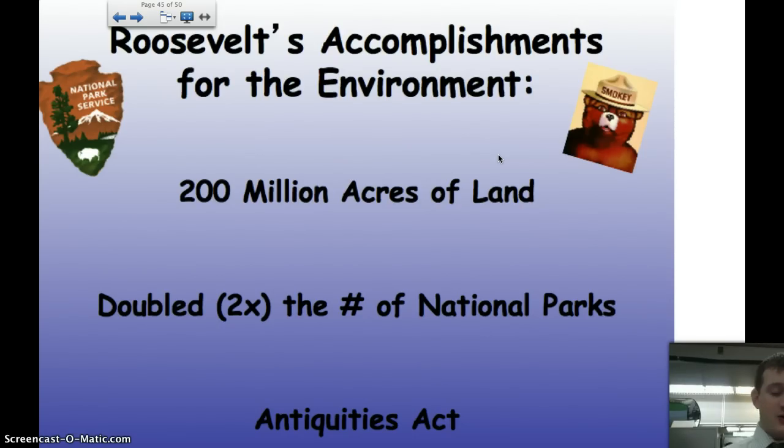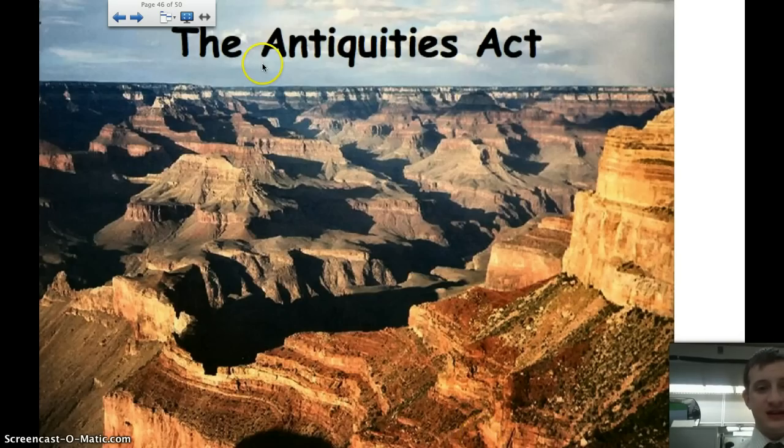In fact, under Roosevelt's presidency, 200 million acres of land were set aside. He doubled the amount of national parks, and he was able to get Congress to pass something called the Antiquities Act. Okay, if you look at the word antiquities, you see the word antique, right? If you think about what an antique is, it's something special that you save, you protect. You don't eat on the antique table. You keep the antique table aside. You don't take grandma's old antique glasses and use them for dinner. No, you keep them safe and you protect them, right?